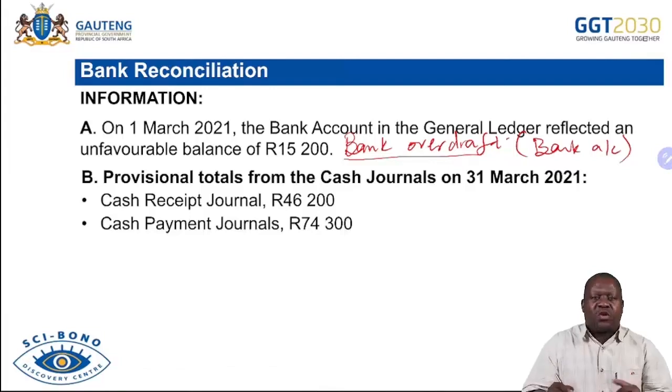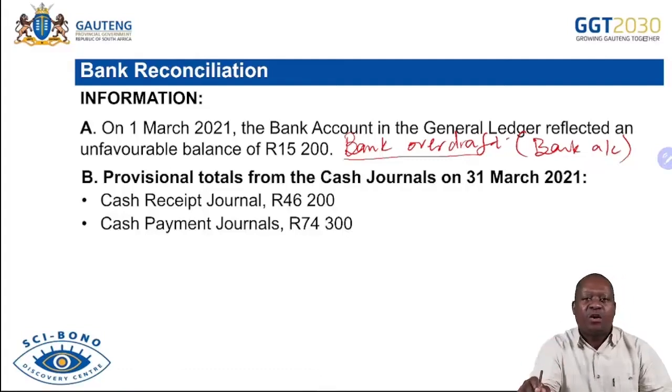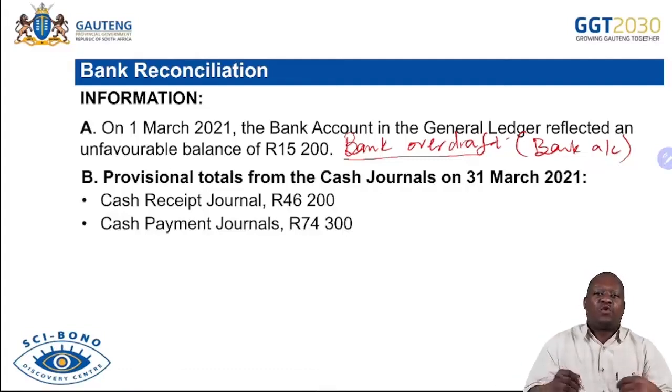So these are the totals that we are finding in our cash journals, which are CRJ and CPJ. But these figures are not taking into consideration some omissions, some errors, some information that might have appeared on the bank statement but have not yet appeared on this journal.